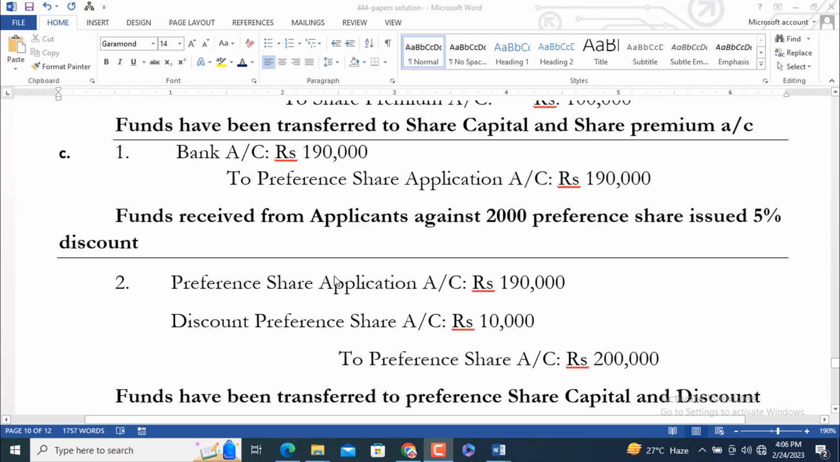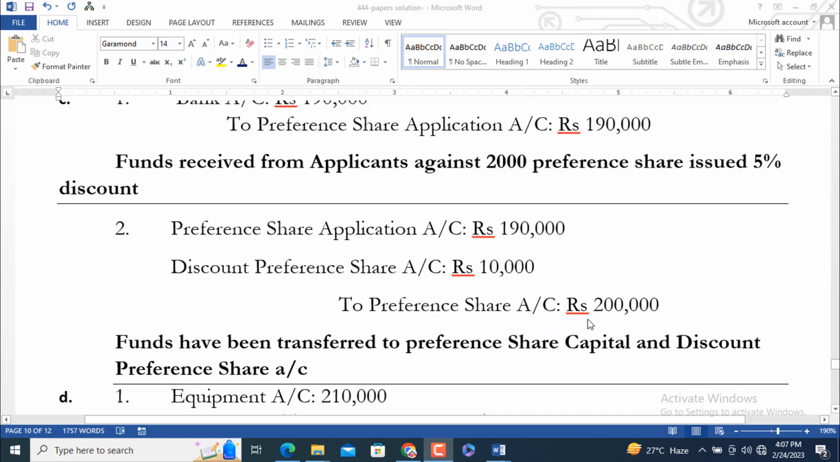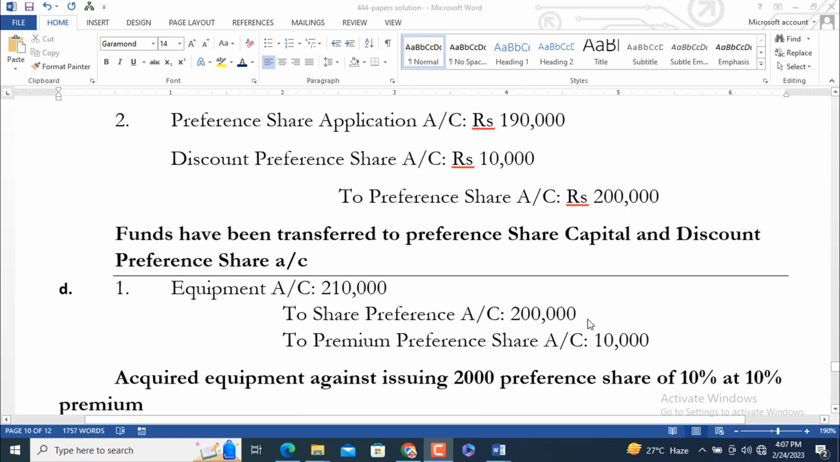So again I am going to pass another entry. Preference share application account to discount on preference share account or paid in capital account. This time it is going to be debited because it is floating on less amount as compared to the par value, with the 10,000. So to preferred share capital account is equal to rupees 200,000. And then we are dealing with transaction D, which is related to the acquisition of equipment against the preferred shares. So equipment account is equal to 210,000 and to share preference account 200,000.